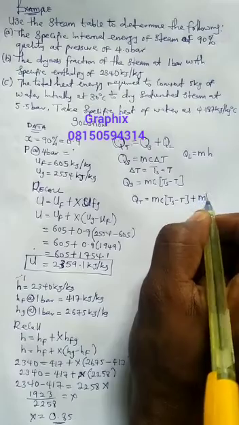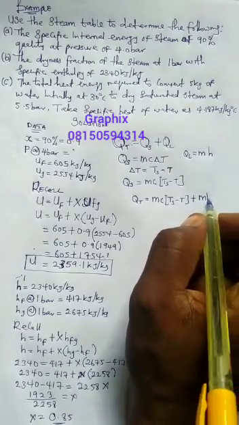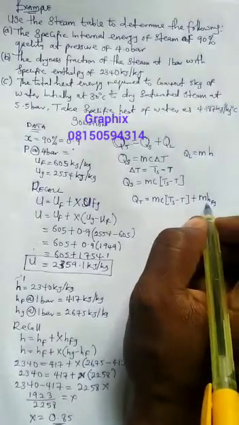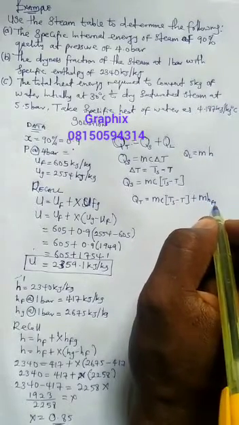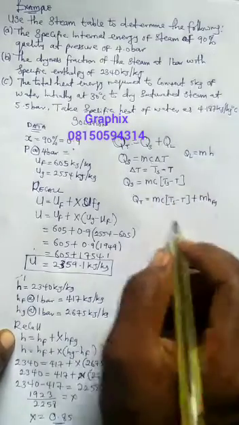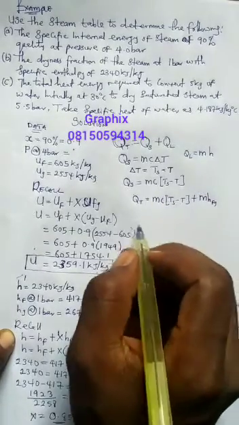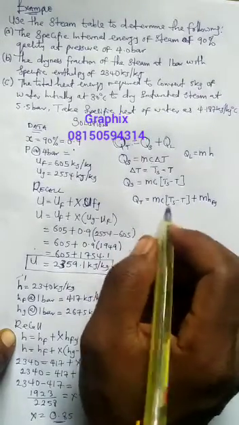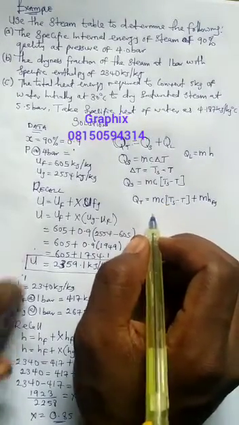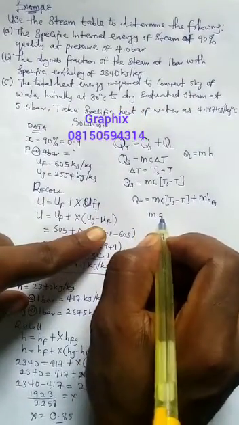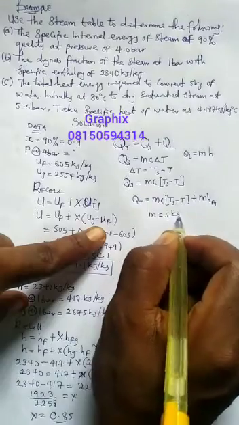So it will be M times HFG, because we're talking about water here. It has not yet moved into vapor, so we're using HFG here. Are we good? So from here, we'll move further. Let's now see what we have. We have the mass equal to 5 kg.